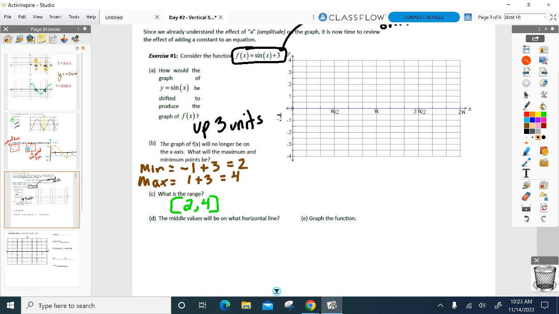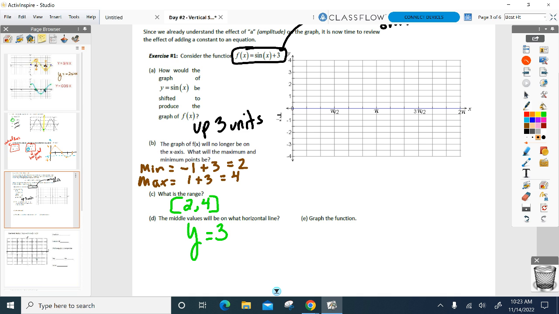I don't like the word. I've got to change the wording of this for next year. The middle values will be on what horizontal line? Meaning, give me a line that's halfway in between your min and your max. So you've got 2 as your min, 4 as your max. What's in the middle? 3, right? But we're going to say y equals 3. That's the line that splits, the line that's right in between your min and max.